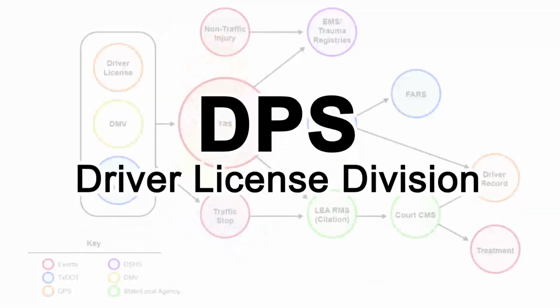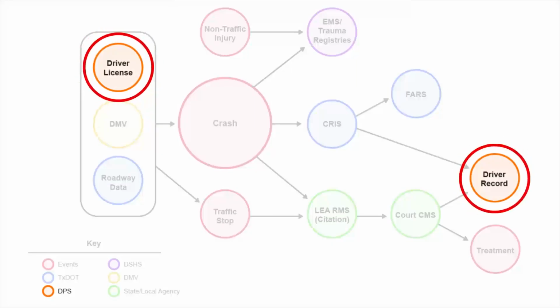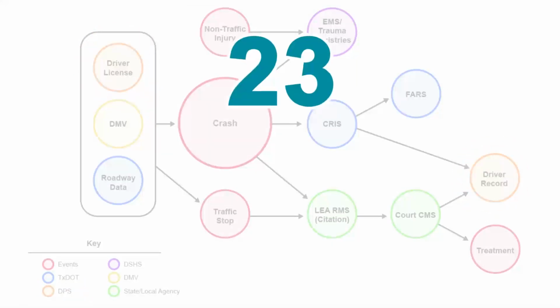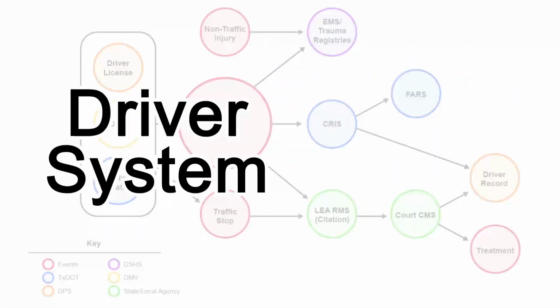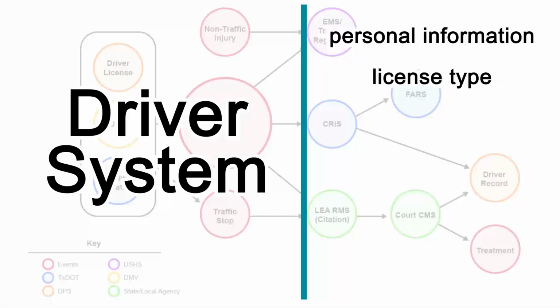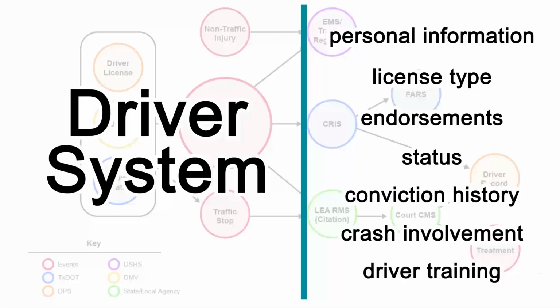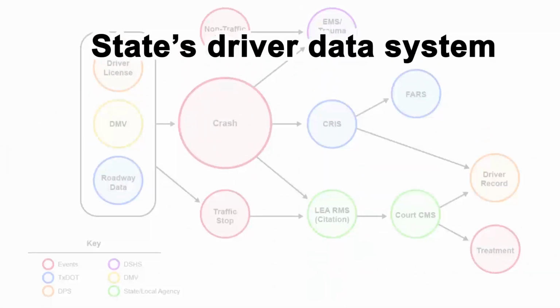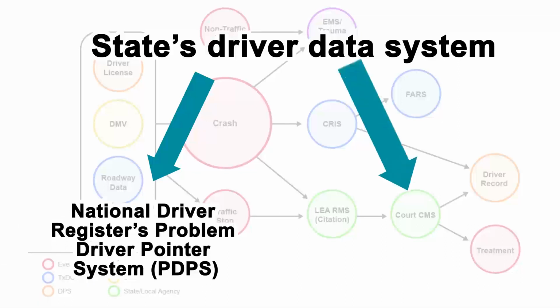The Texas Department of Public Safety Driver's License Division has custodial responsibility of the Texas Driver Data System, which contains nearly 23 million records. This database ensures you have up-to-date driver's license information when you have a traffic encounter. The driver system maintains all critical information, including driver's personal information, license type, endorsements, status, conviction history, crash involvement, and driver training.